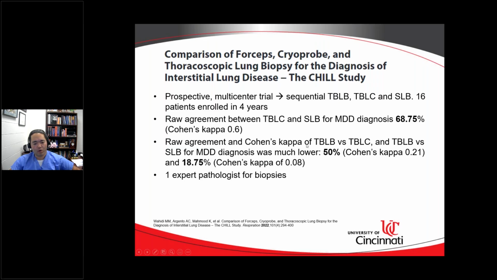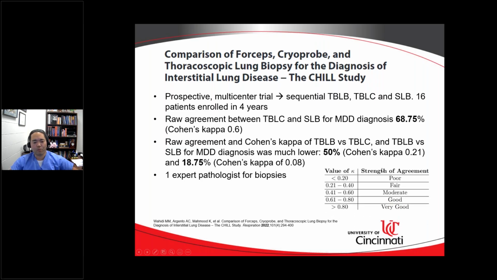And the raw agreement and Cohen's kappa for transbronchial lung biopsies versus cryobiopsies, and transbronchial lung biopsy versus surgical lung biopsy, was much lower. So if you see the agreement between regular biopsy forceps and cryos, it was 50 with a Cohen's kappa of 21. And when you compare the transbronchial lung biopsy and surgical lung biopsy, it was even worse, 18.75 with a Cohen's kappa of 0.08. All of these biopsies were interpreted by the same expert who participated in the Cryo-PID trial as well.